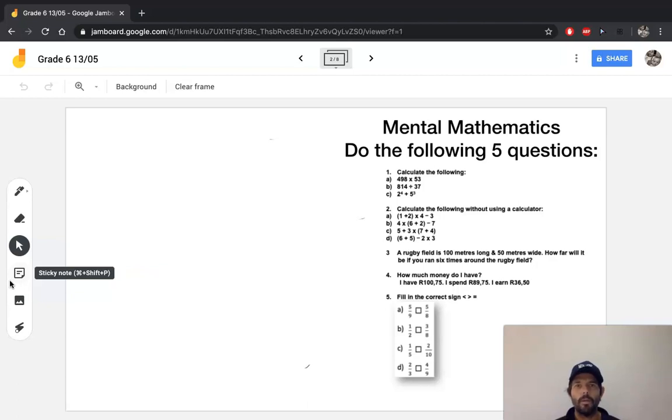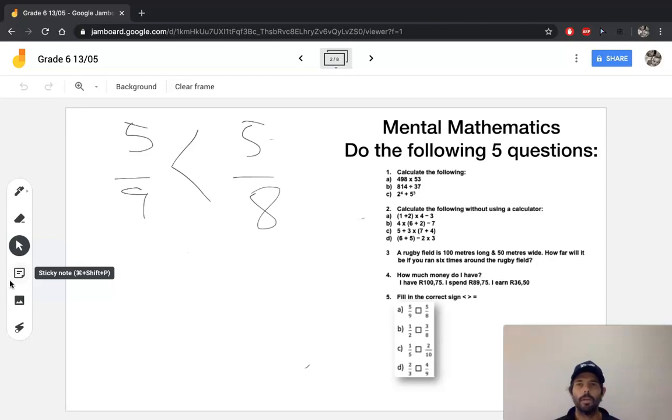However, in question A, you've got 5 over 9 and 5 over 8. Now, if I look at the denominators, because the numerators are the same, if I thought about a pizza, if I had a pizza cut into 9 slices and then a pizza cut into 8 slices, which pizza is going to have the biggest slices? The one cut into 8 slices. So we know that 5 over 8 is bigger.